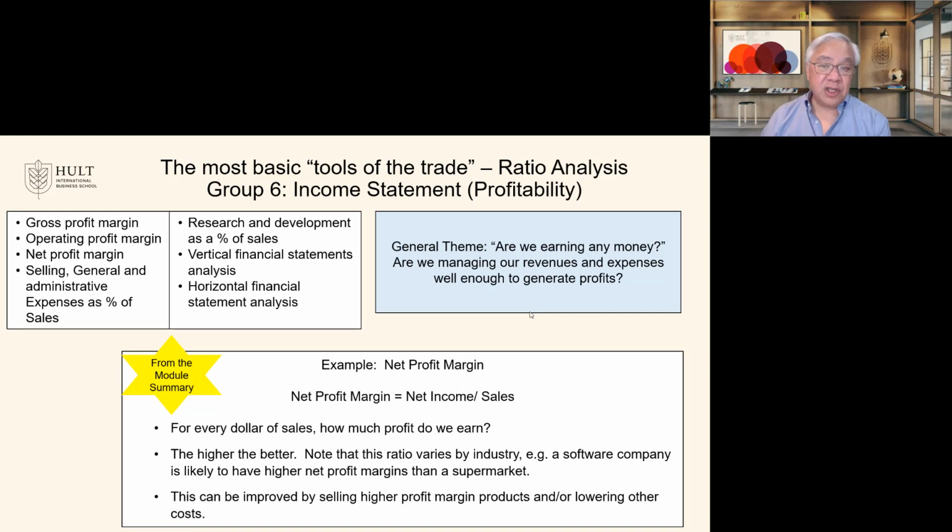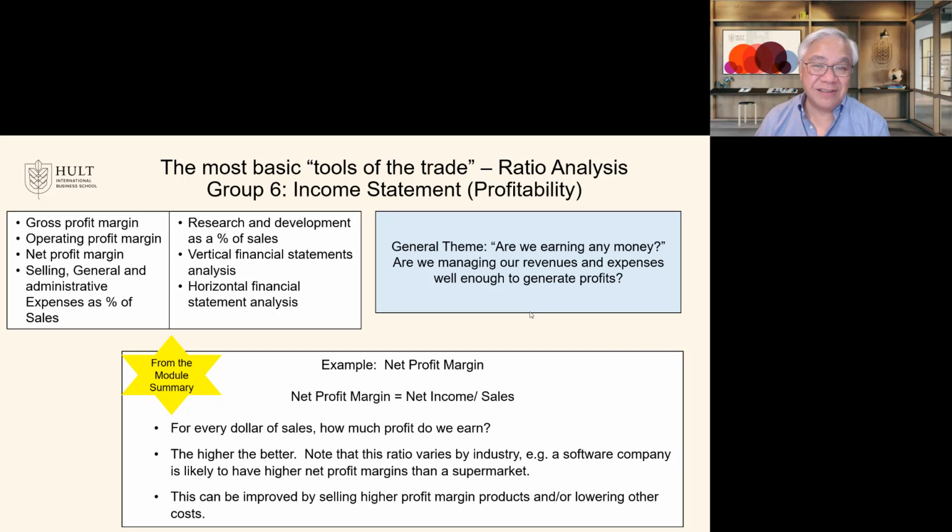Group 6 is the set of income statement ratios, and as you see, there are many of them. But the general theme of this grouping is, are we earning any money? And are we managing our revenues and expenses well enough to generate profits? The example chosen is net profit margin, and that simply is net income divided by sales. The question that's answered is, for every dollar of sales, how much profit did we earn?